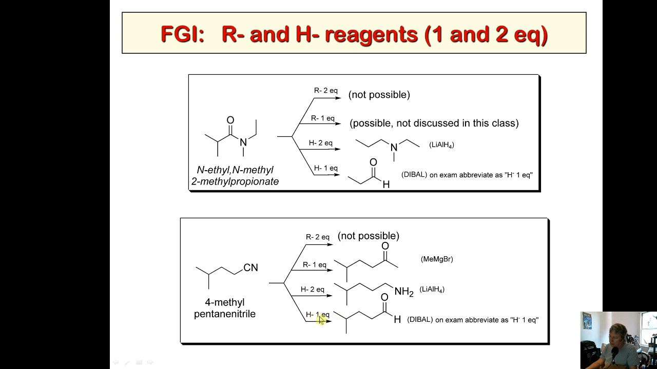And then H minus 1 equivalent, and they're using DIBAL for this. What that does is it attacks once, and then you have a C double bond N, and then that hydrolyzes and you get the aldehyde. Okay?